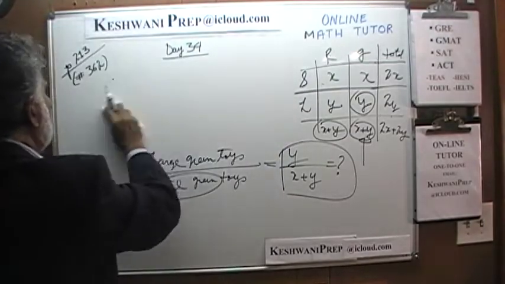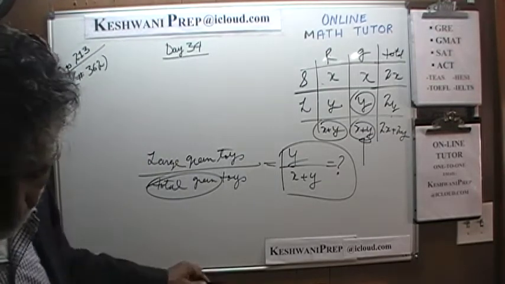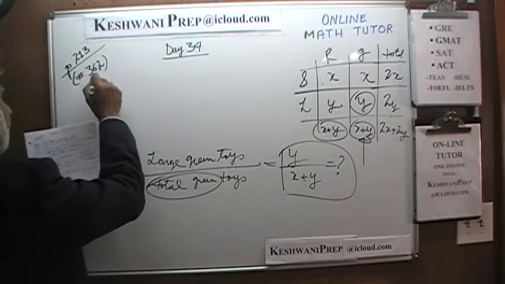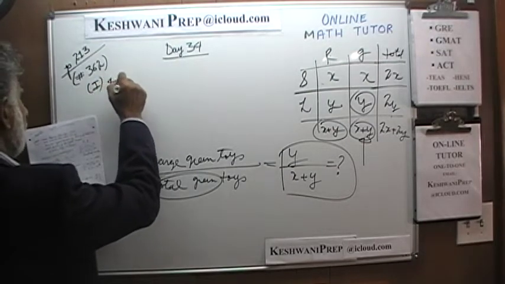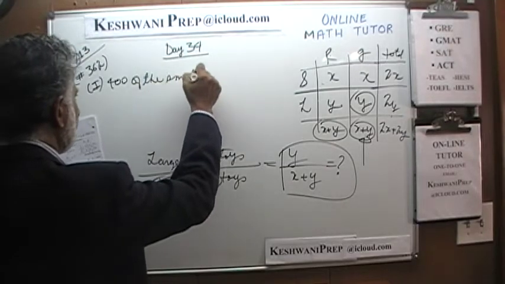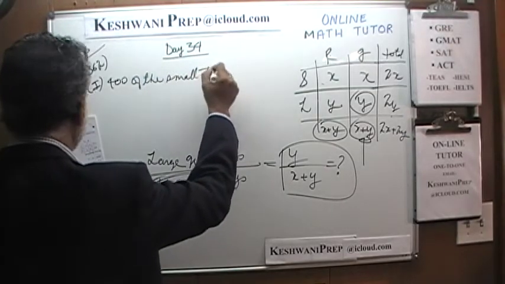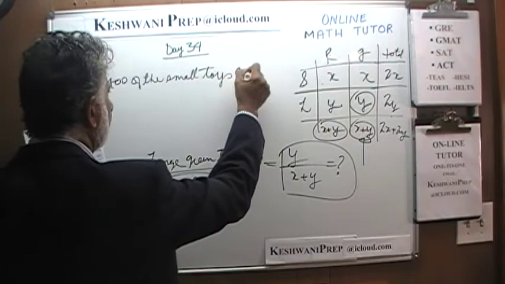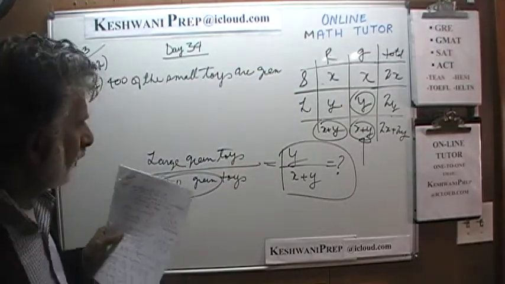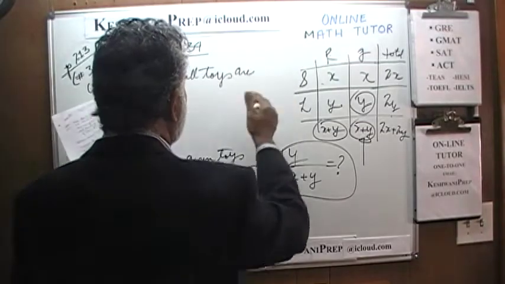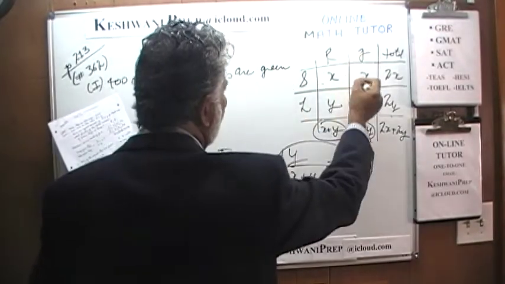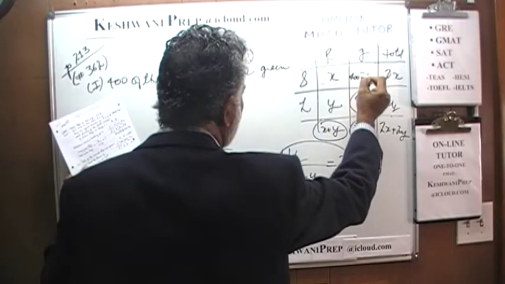Now we are ready to look at what are we being told. What is it that we are told in the first statement? In the first statement, it tells us that 400 of the small toys are green. 400 of the small toys are green. Green and small toys. So what they're telling us is that this quantity is 400.